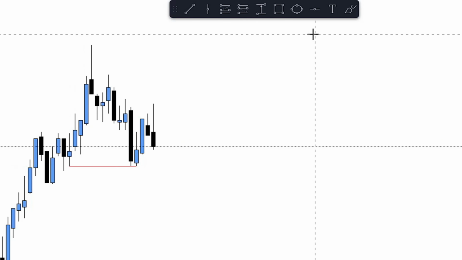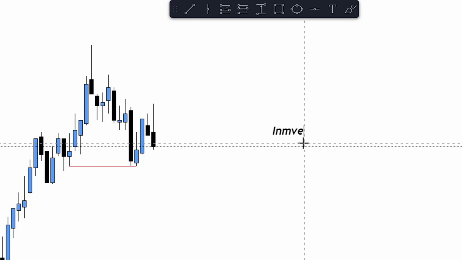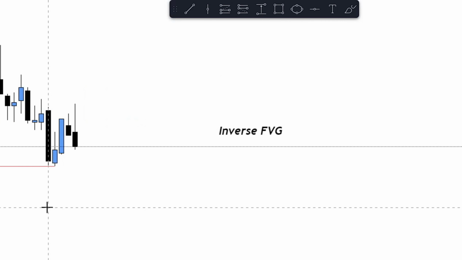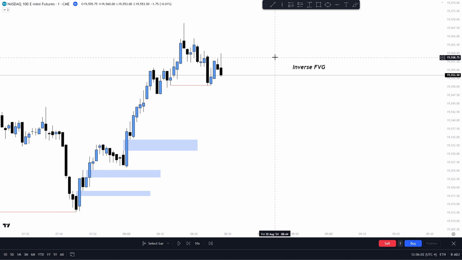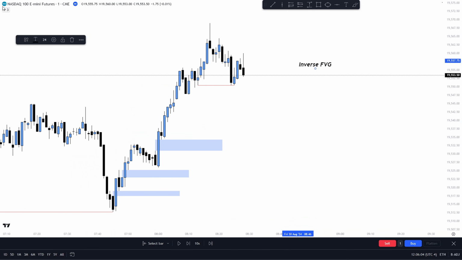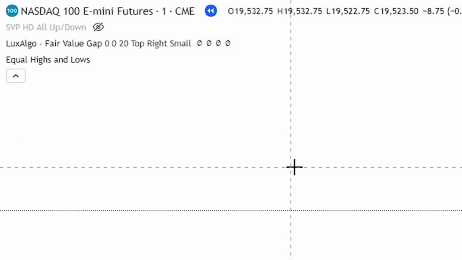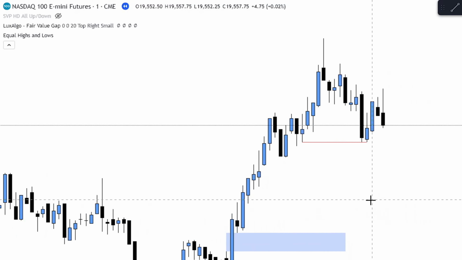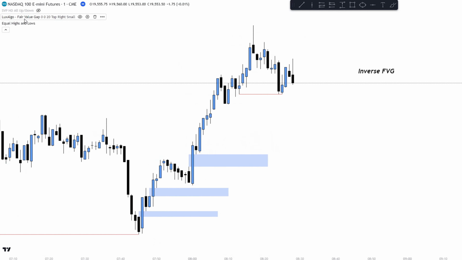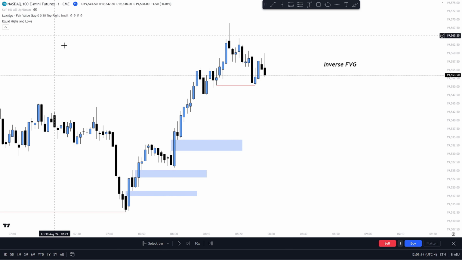The strategy I trade is the inverse fair value gap. Let me type this in as well. Inverse fair value gap. Okay. I also do use indicators, but it's not really something big. It's just the fair value gap indicator, which is Lux Algo.